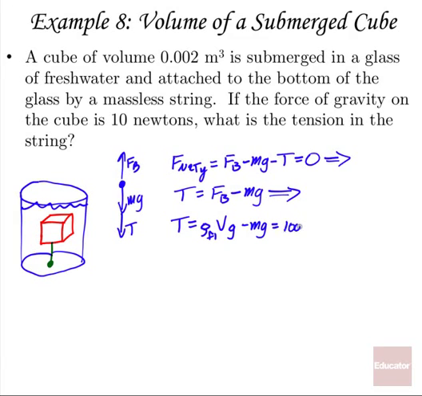or that's going to be 1,000, since it's fresh water, kilograms per meter cubed. Volume displaced, 0.002. g is 10, minus mg. Well, it gives us the force of gravity on it is 10 newtons, which is its weight, which is mg, minus 10. Therefore, the tension comes out to be 1,000 times 0.002 times 10. 20 minus 10 will be 10 newtons.